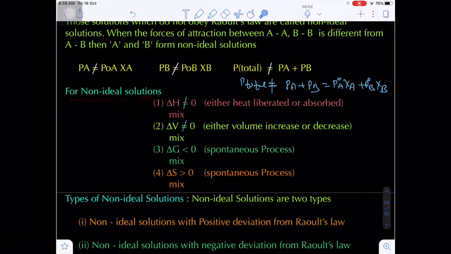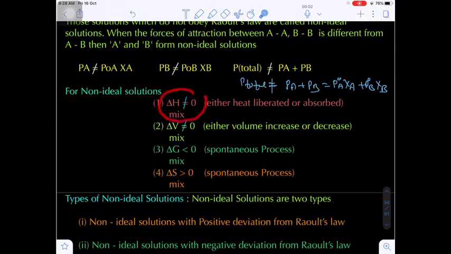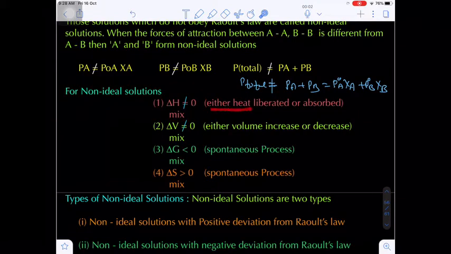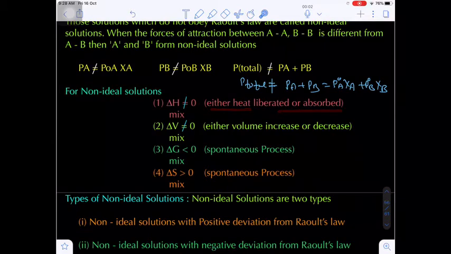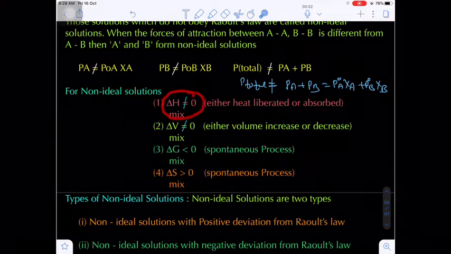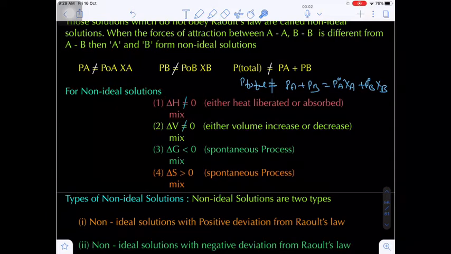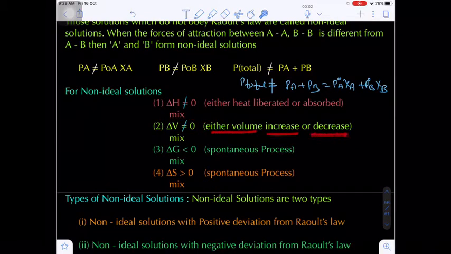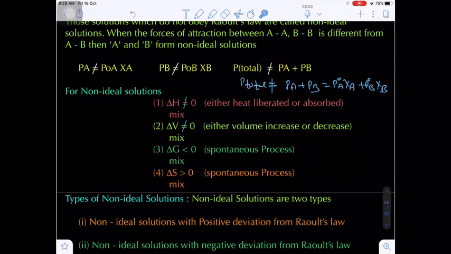Now, what are the conditions for the non-ideal solution? In the non-ideal solution, the change in enthalpy is not equal to 0. That means it may be either exothermic or endothermic. Whereas in the ideal solution, it is neither exothermic nor endothermic. And after mixing of the solutions, the resultant volume changes. There will definitely be a change in the volume, so either the volume increases or the volume decreases.